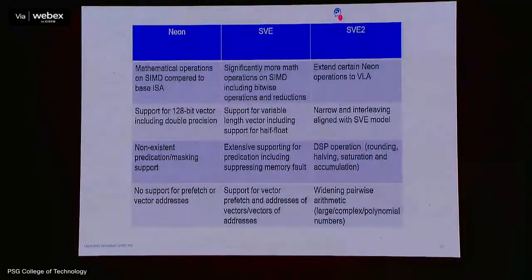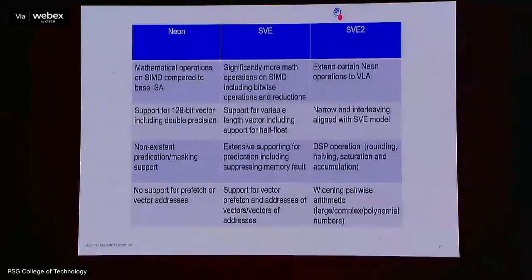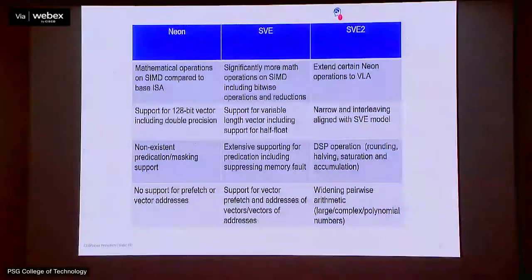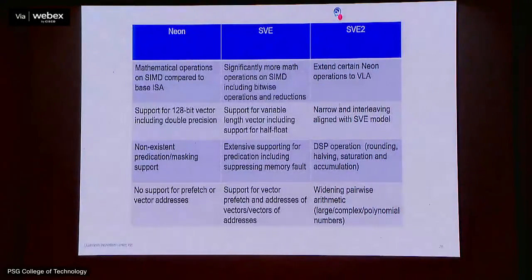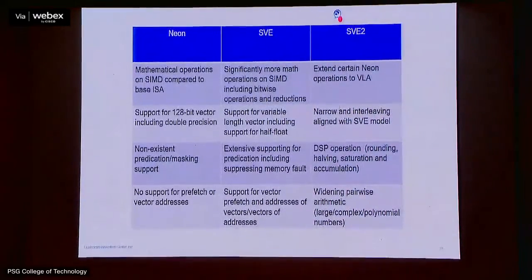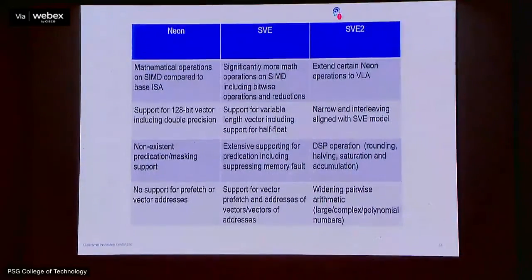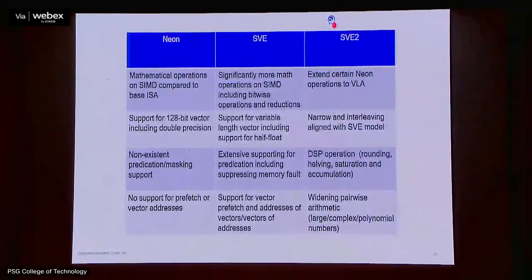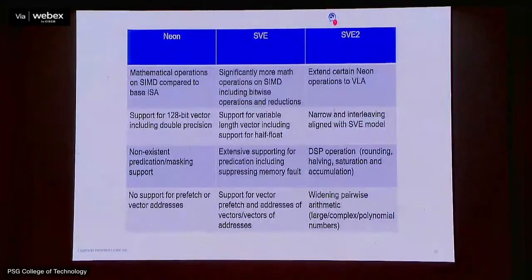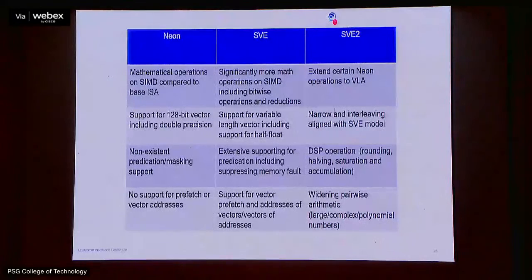So here is a simple table. You'll probably find this if you Google, but basically, the short of it is, if you ask me, it's two main features. One is obviously the variable length of the vector register, support for predication, and then support for vector addressing is super critical. Again, it opens up opportunities for new algorithms to be written to take advantage of SVE.